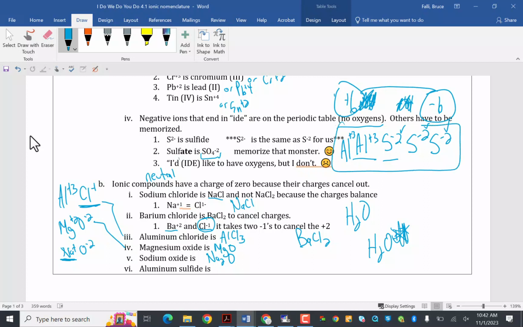I'm going to collect this to write it like a regular person. Al, I've got 2 of them. 2. S, I've got 1, 2, 3. That's my answer for that.